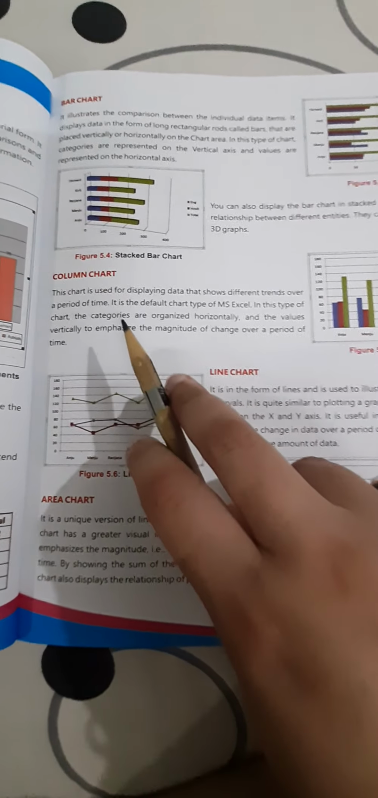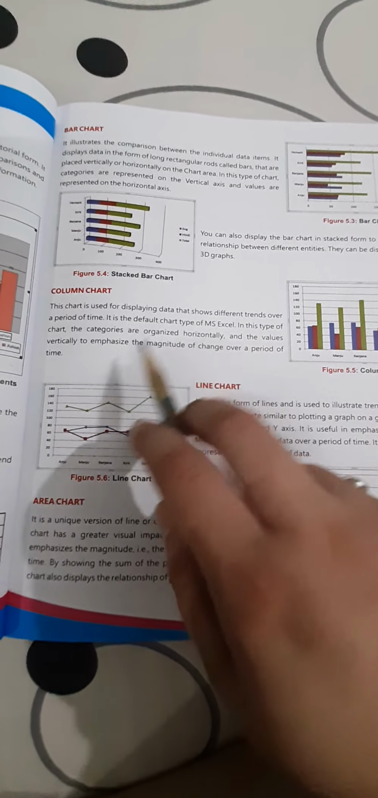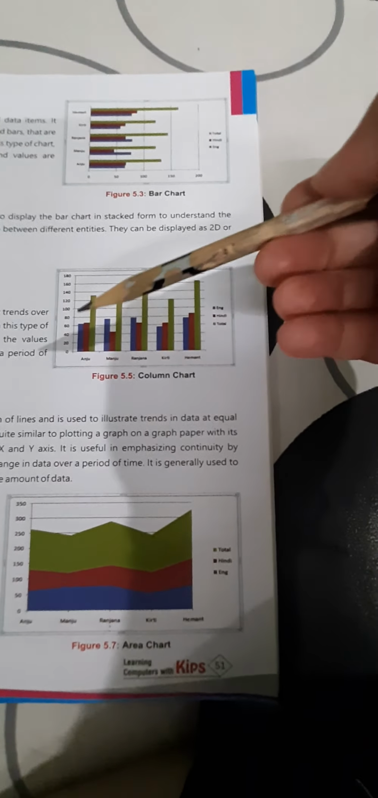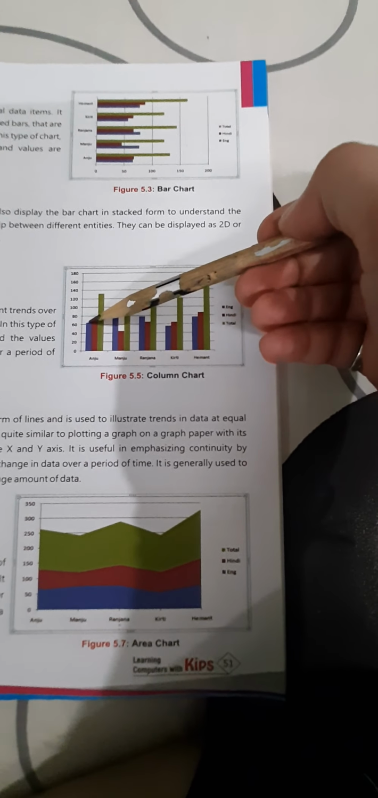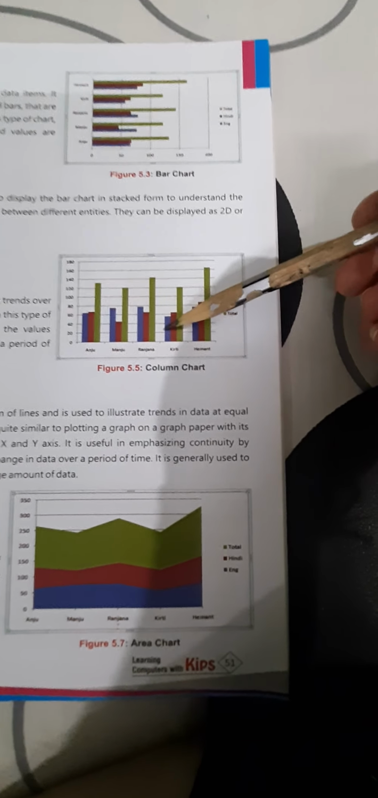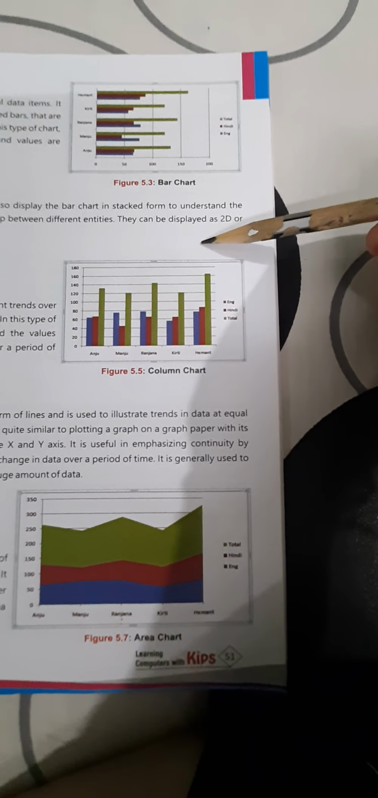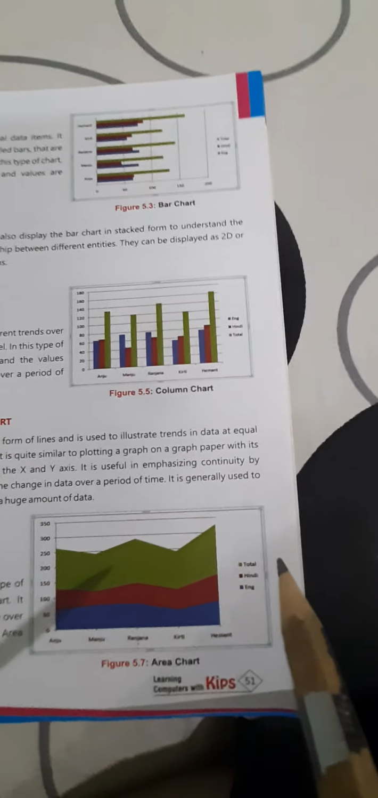Next comes the column chart. This chart is used for displaying data and shows different trends over a period of time. At one time the trend was here, then it comes here, then it goes down, and then it comes again higher. So it is showing the different trends over the period of time.